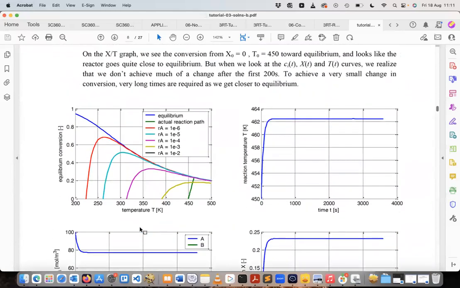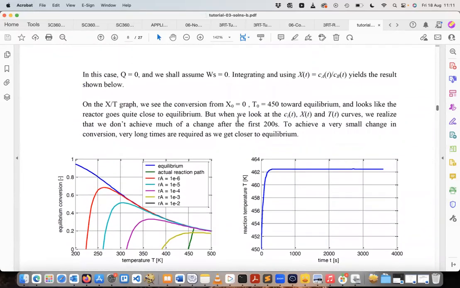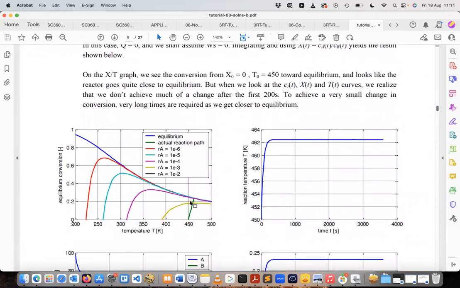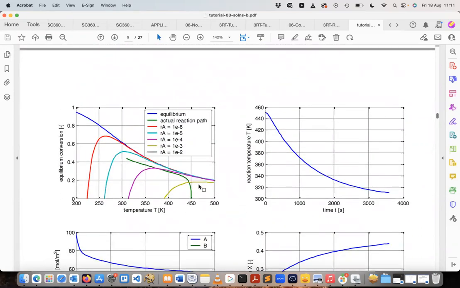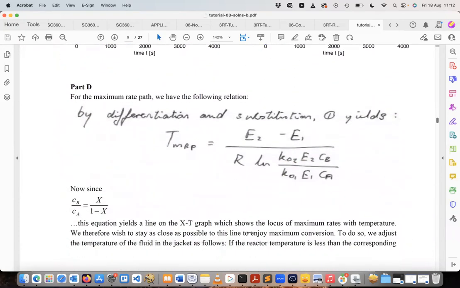Yeah, so here we go. So this is an example. If you follow this example, if you don't implement heating or cooling and just let the system react, then you're stuck to a very small conversion here. But if you apply heating and cooling, then you can start to track the maximum rate path. So number one, your heating would get you on the maximum rate path quickly, and then you apply cooling to stay there.